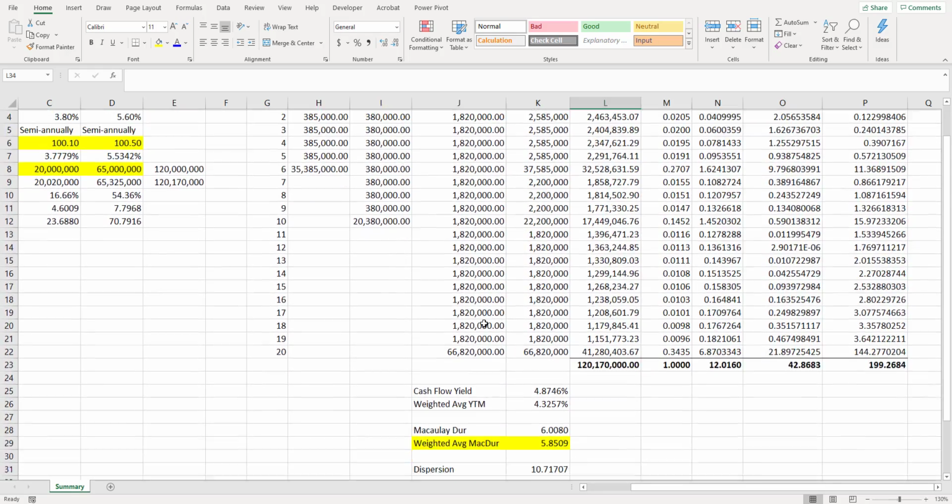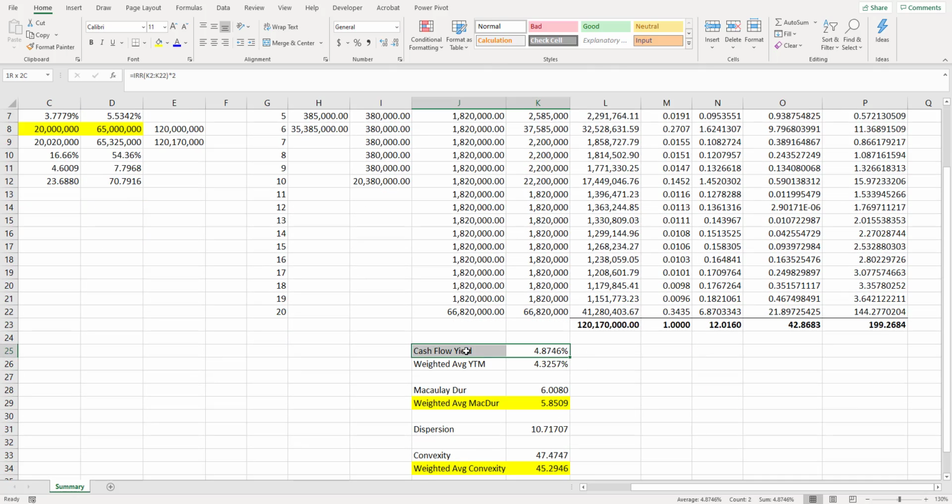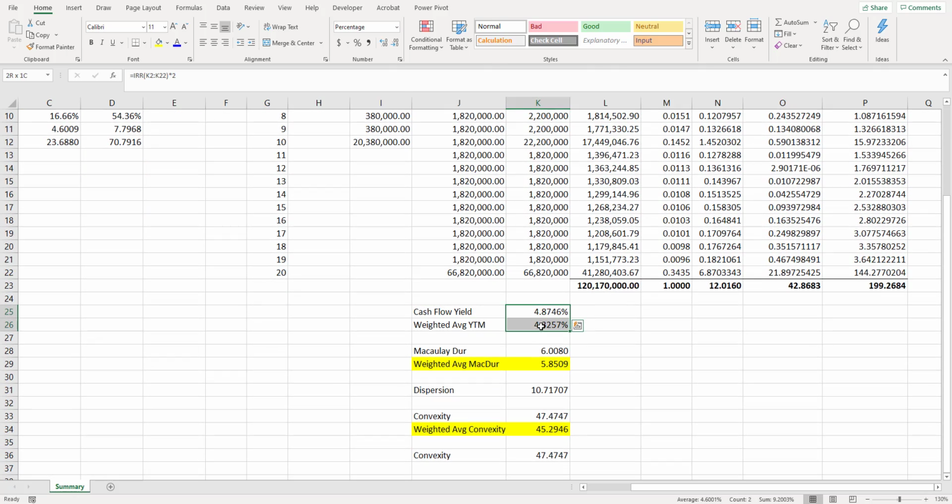Just to show you a few observations about how to calculate the cash flow yield and compare it with the weighted average yield to maturity, and how they are different. They are not exactly the same unless the yield curve is flat. All right, the next thing I want to show you here is the immunization part.